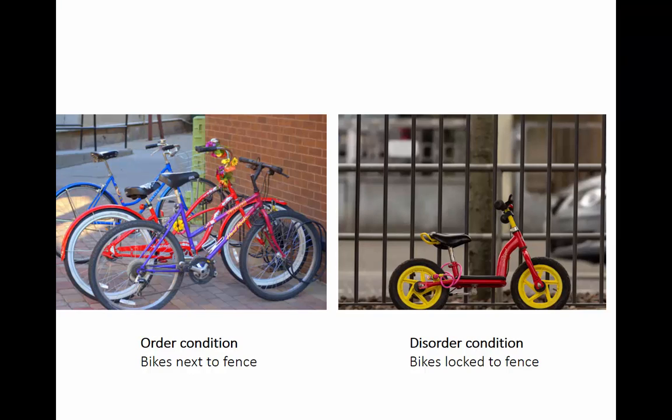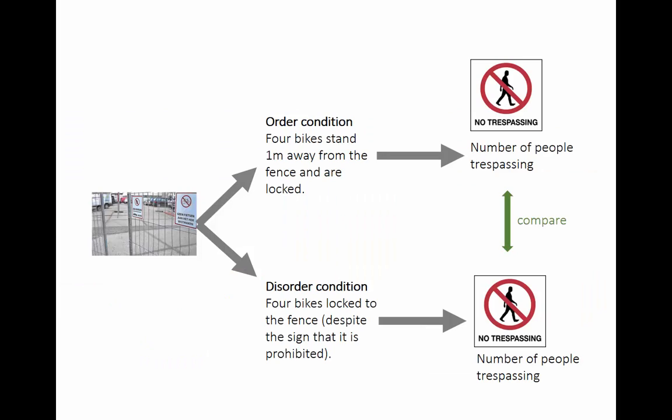Again, we had a similar setup, like the order condition. What they did there, they parked a few bikes a meter away from the fence, locked them. And they had the disorder condition, where they had these 4 bikes locked to the fence directly, breaking the norm. That's the setup. There's always a setup for an experiment. Sometimes it's a little more complicated because you have a few more conditions. But in the basic setup, it's always like that. You have a control condition and a treatment condition. And here we have the order condition.